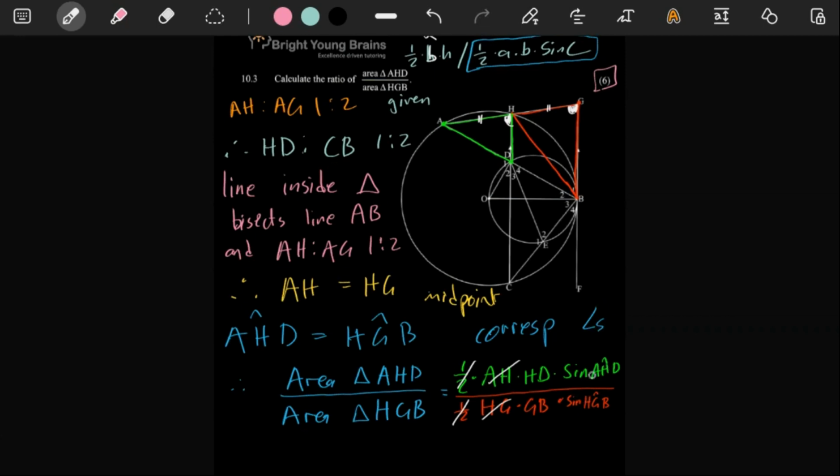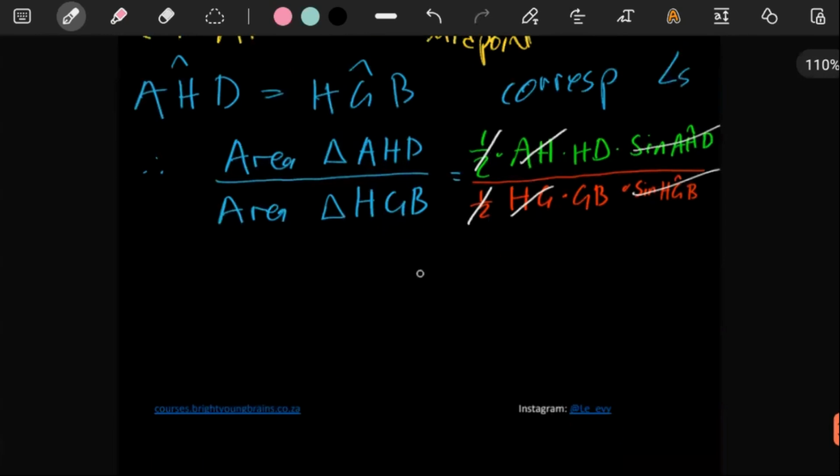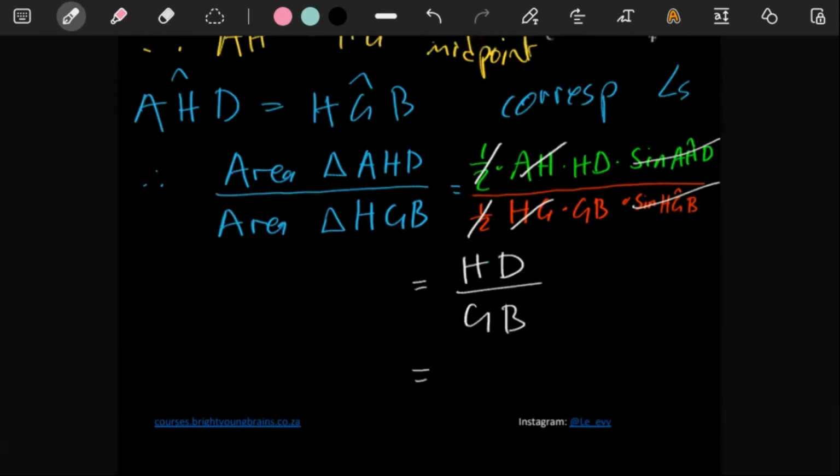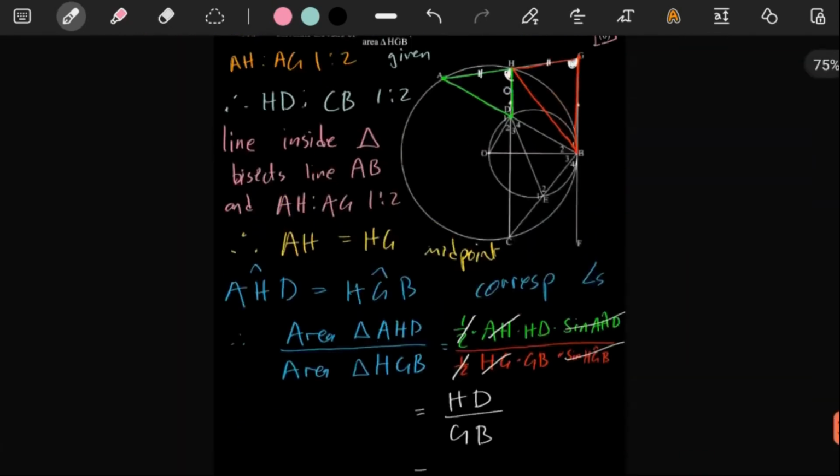The reason is sine AHD is the same as sine HGB. These two angles are exactly the same. You see, we showed it here. The AHD, which is this angle there, and the HGB, which is this angle there, are the same because of corresponding angles. So sine of that angle is going to cancel sine of that angle down there, which is going to leave us with HD over GB, of which we know exactly what this ratio is. HD is the line over here, GB is the line over there.